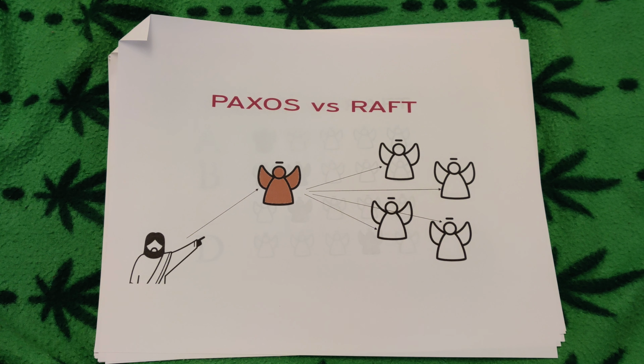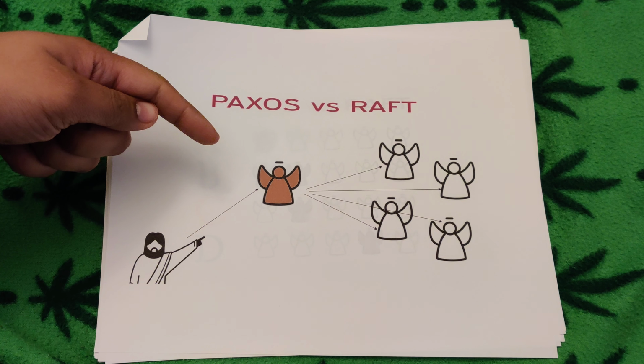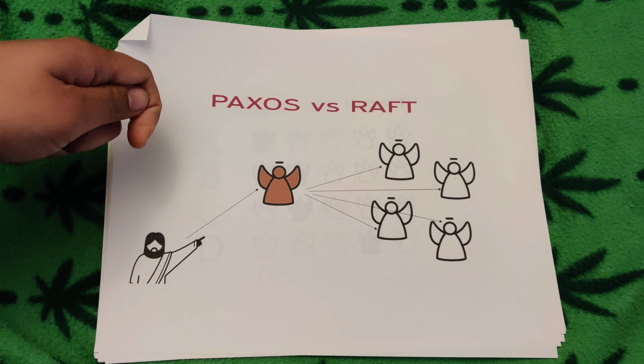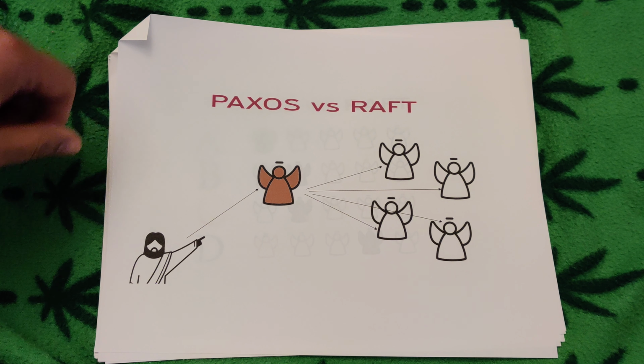Both PAXOS and RAFT are consensus algorithms. They both let one of the components become a leader. The leader is responsible for telling other components what decision it would like to have a consensus on.